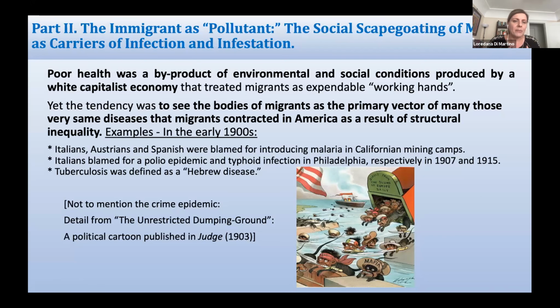So I have some examples here of how in the early 1900s, various groups from Southern and Eastern Europe were being blamed for introducing certain diseases or producing certain epidemics. And one of them, I won't touch upon it, I could give many, many classes on this topic, but the crime epidemic also found at the time an important target in particularly Sicilian Americans.